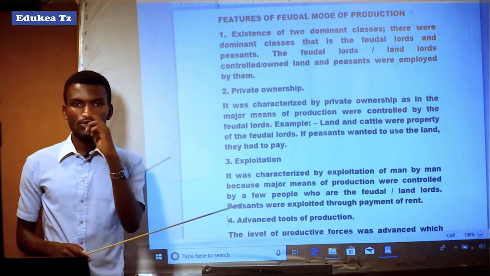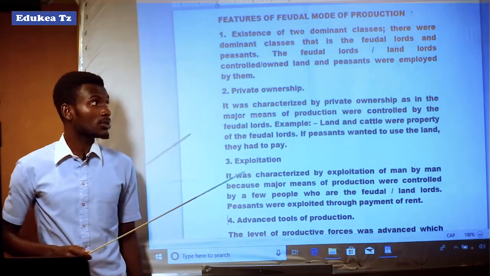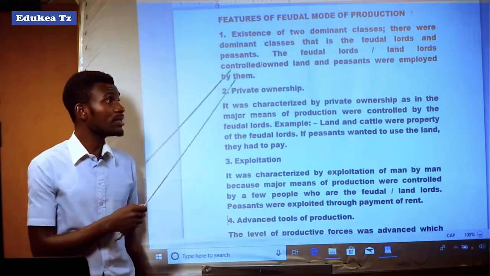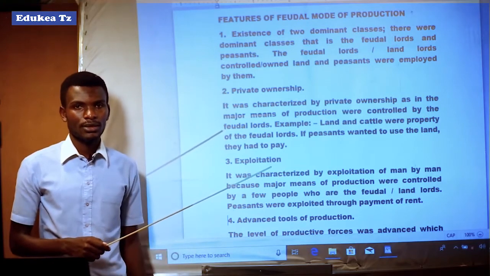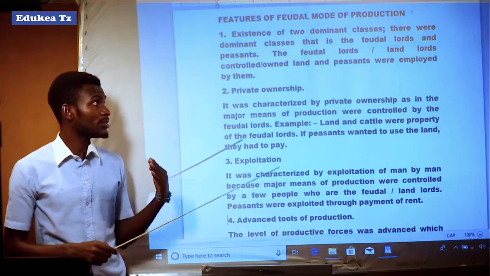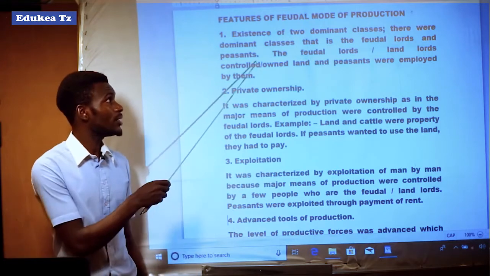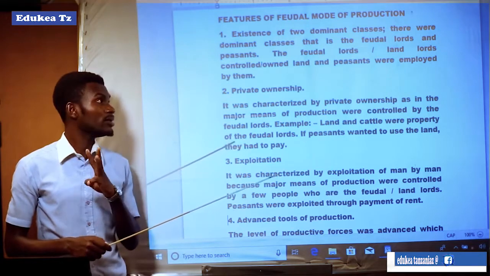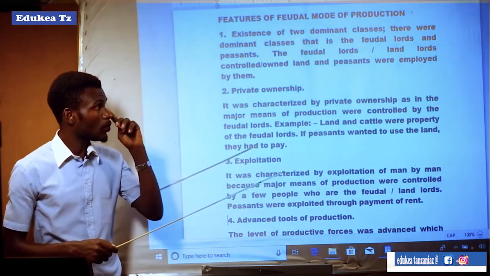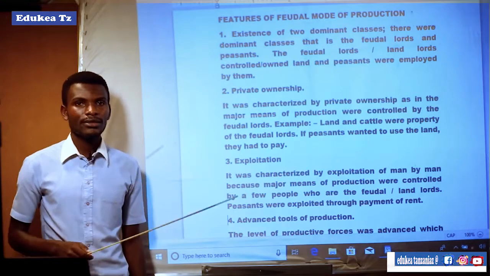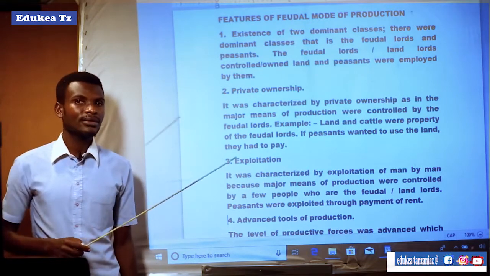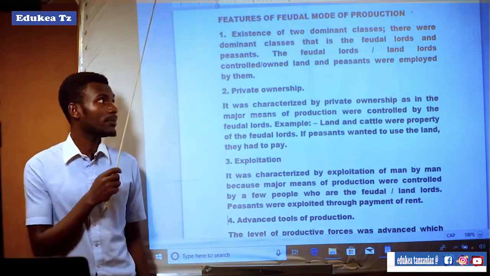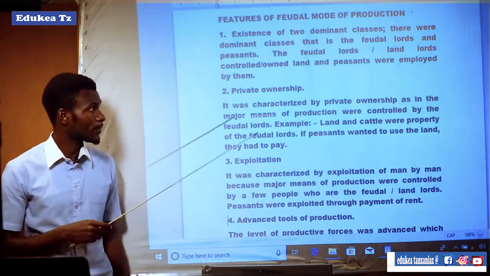It means that the feudal lords or landlords were employing the peasants to work on their lands, and those tenants or peasants were paying rent to the landlords in three forms, whereby there was rent in kind, rent in labor, and rent in money. So these were three types of rent that were paid by the peasants to their landlords.